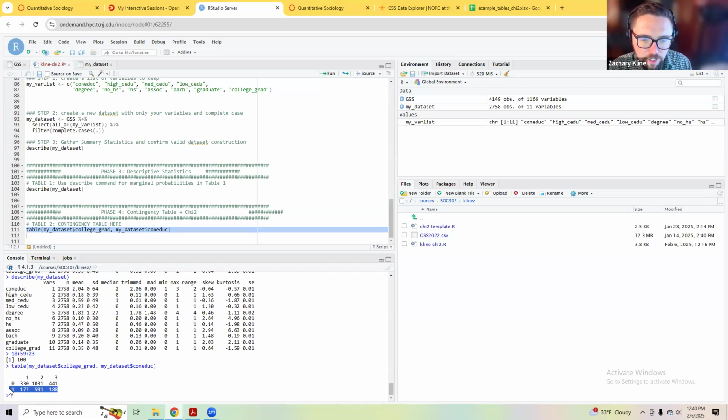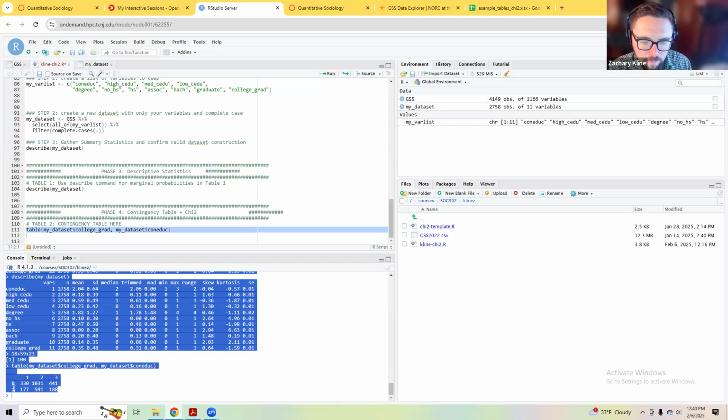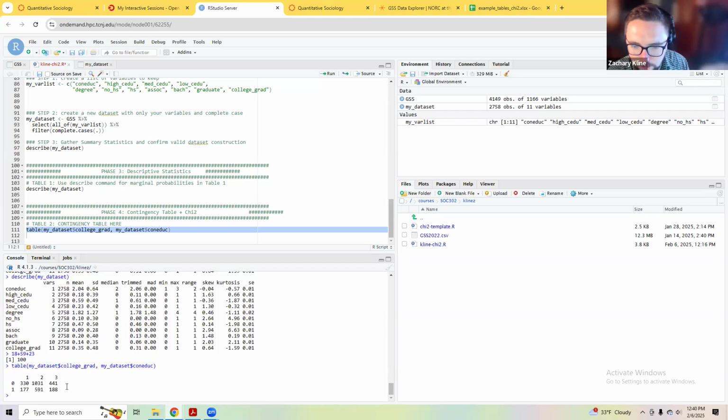So we're going to use row percentages to help us make sense of this. And you probably talked a lot about this in previous classes, but we're going to use row percentages in our table for this class to make sense of this relationship.